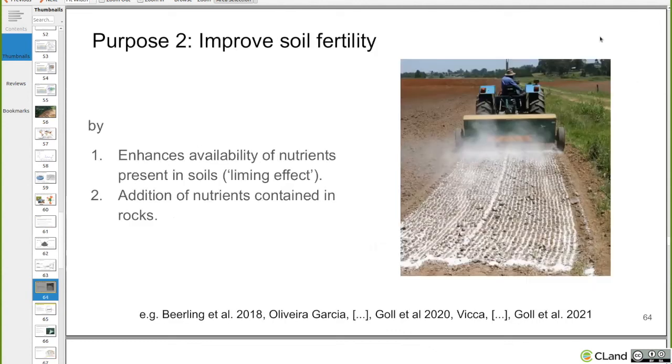The second purpose is to improve soil fertility, and there's two aspects. On the one hand, you can increase the availability of the nutrients, some part of the nutrients which are already in the soil, by just changing the soil pH. That's a liming effect that's known for centuries, and it's applied since decades in commercial farming. And the second aspect is that some rocks, if you choose the right kind of rock, also contain phosphorus, potassium, and other minerals, nutrients. So you can enhance the availability of what's already in the soil, and you can add additional nutrients. This is shown by a couple of papers here.